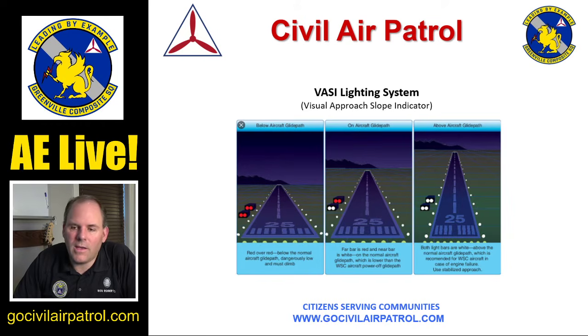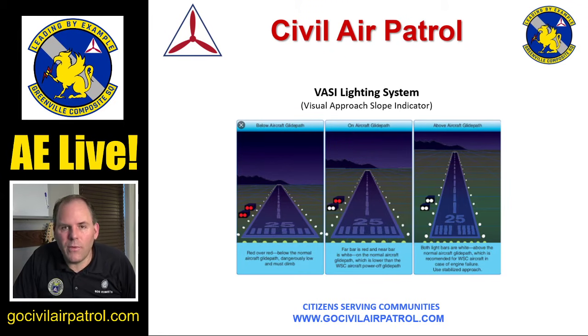With VASI, if you look here, you can see how they have two boxes. There are lots of different systems that can give you a visual approach. And again, that's really important here. This is a visual approach, so it doesn't help you land if you're in the clouds. You have to be able to see the runway. If you see red, that means you are under it. If you see white, that means you are above it.